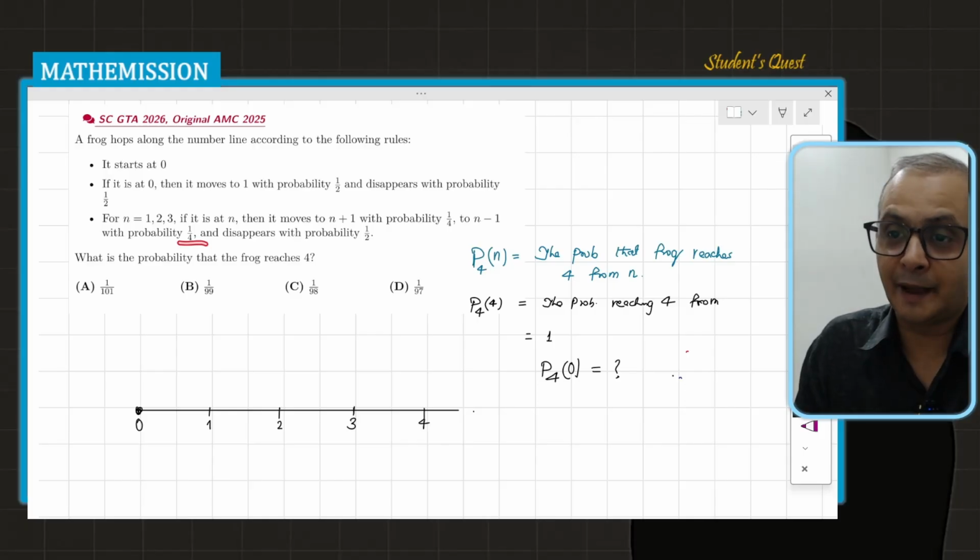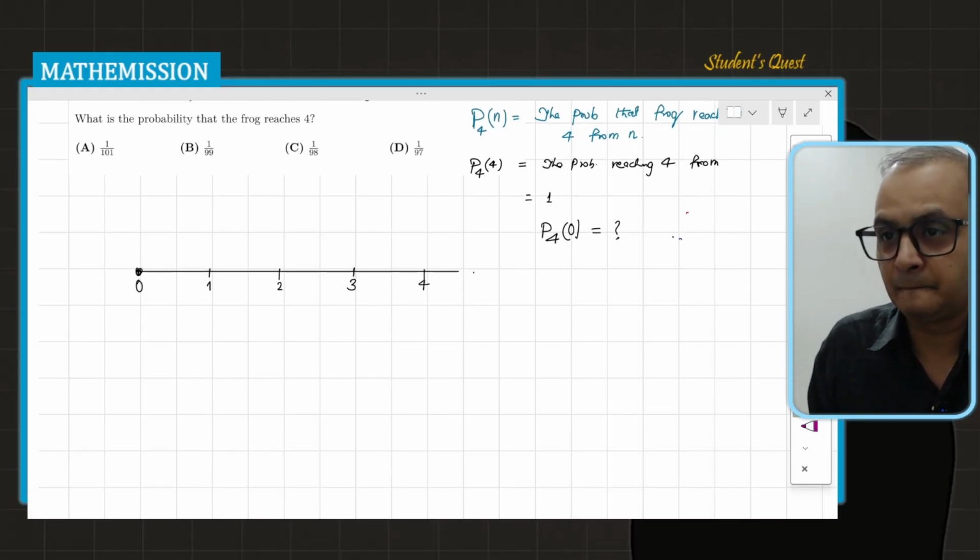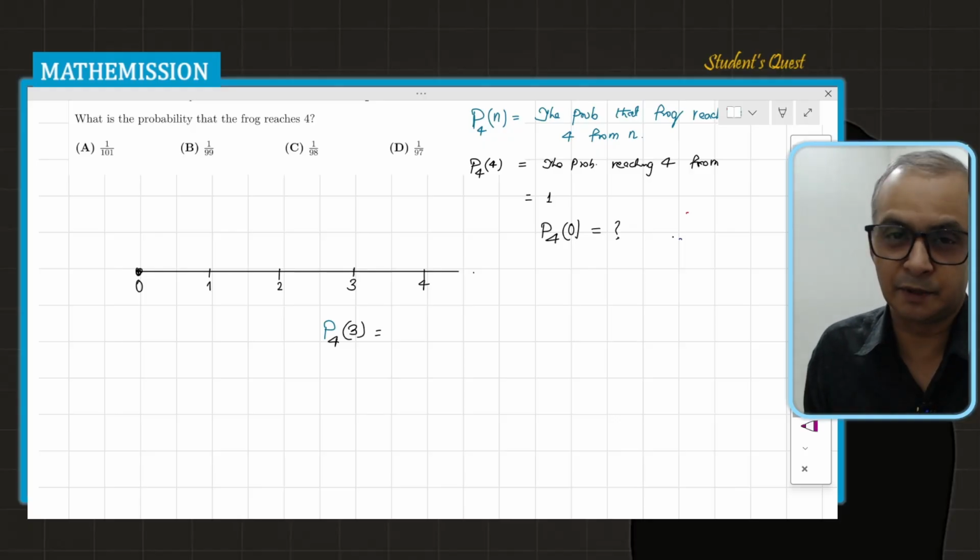And the probability of going backward is again, sorry, not half, 1 by 4. And the probability of going backward is also 1 by 4. So suppose I want to define this situation as P43. So P43 means the probability of reaching 4 from the position number 3.